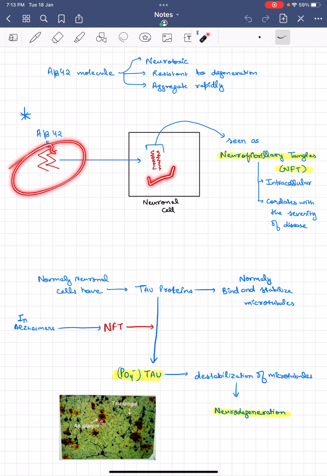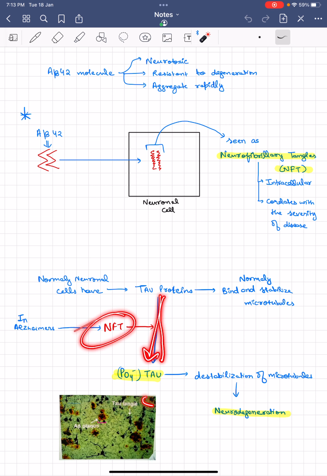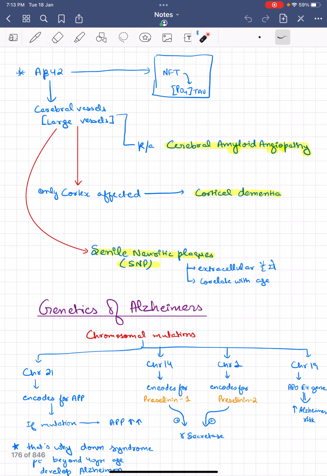A beta 42 is seen as neurofibrillary tangles inside the neuronal cells. Thus, this intracellular protein correlates with the severity of the disease. Normal neuronal cells have tau proteins which maintain the stability of the microtubules inside. NFTs cause phosphorylation of the tau proteins, thus causing destabilization of the microtubules, leading to neurodegeneration. So A beta 42 causes these changes inside the neuronal cells.